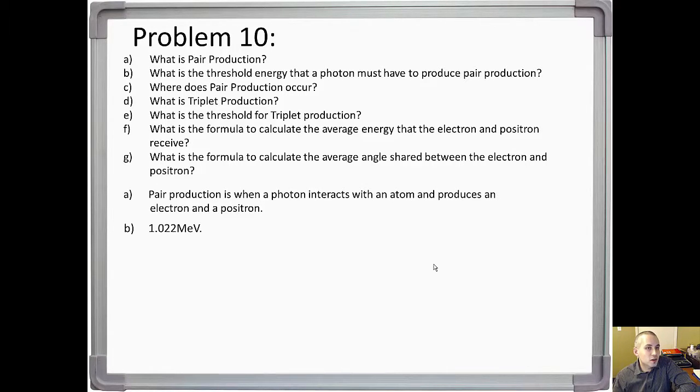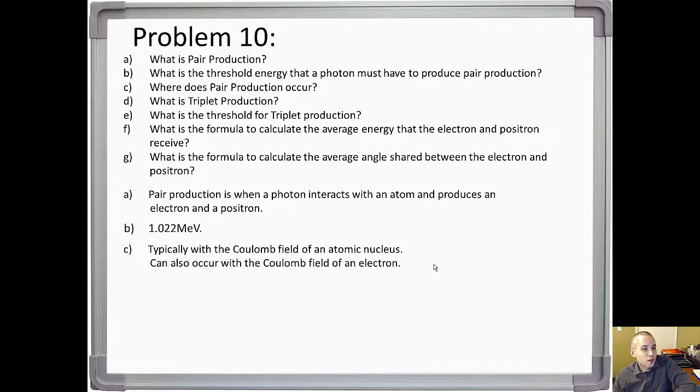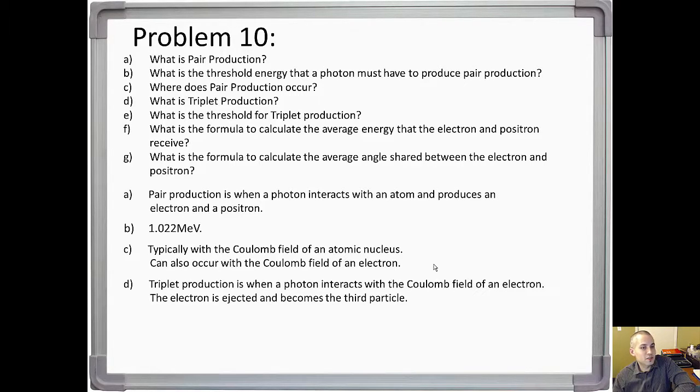C is a little bit of a tricky question. Could get you on an exam. Where does pair production occur? Typically with the Coulomb field of an atomic nucleus, but it can also occur with the Coulomb field of an electron. This is typically known as triplet production, which brings me into part D. Triplet production is when a photon interacts with the Coulomb field of an electron. The electron is ejected and becomes the third particle. What's the threshold for triplet production? It's 2.04 MeV.